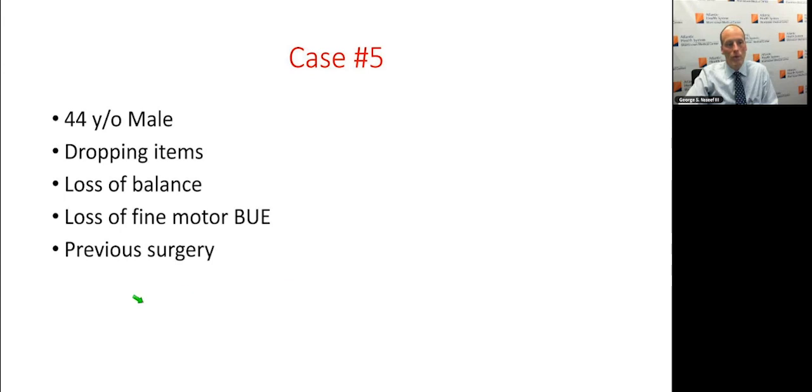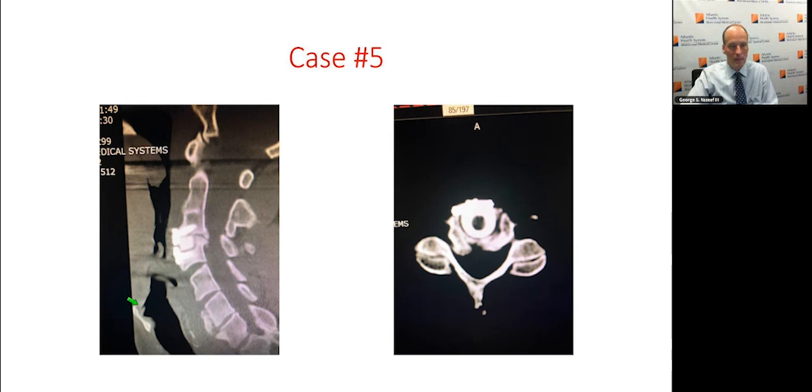It's a 44-year-old gentleman who came in dropping items. He had loss of balance. He had lost fine motor strength activities in both arms and had had a previous surgery. This is an interesting case because he had had a previous ACDF. This is a Klippel-Feil. The C2-3 is autofused here, and they had done a C3-4 anterior cervical discectomy and fusion.